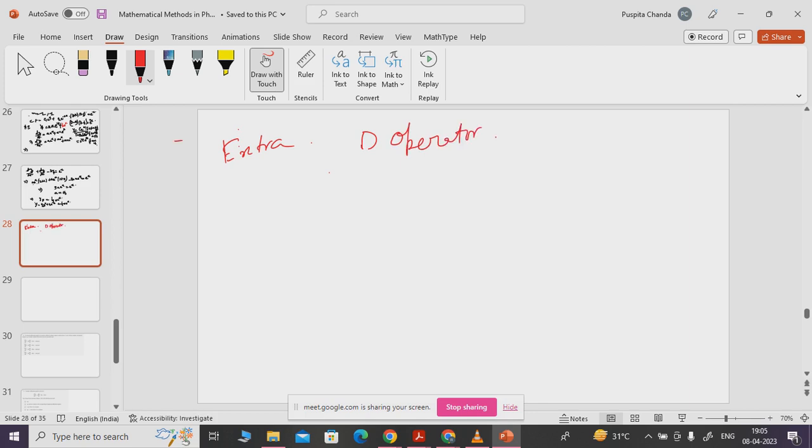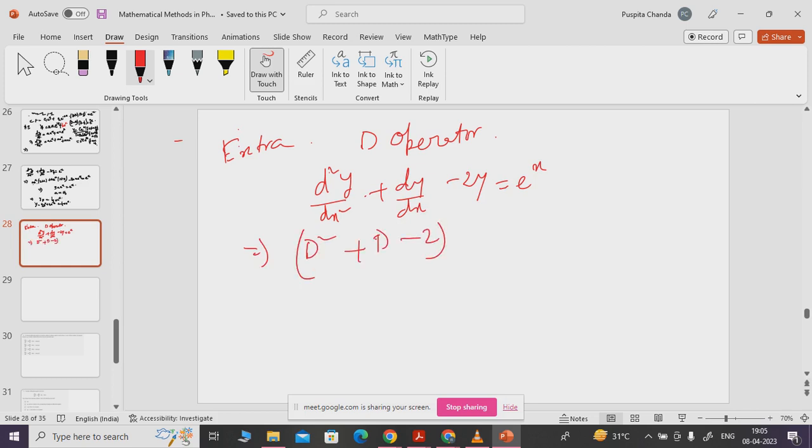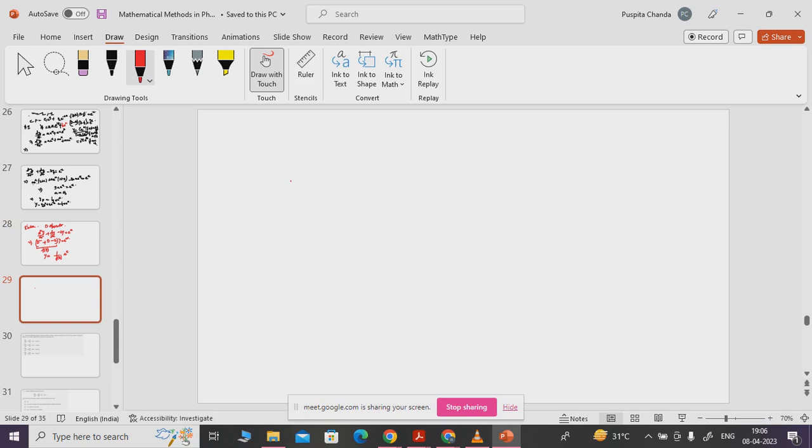What is the D operator? If a differential equation is given, like here d2y dx2 plus dy dx minus 2y is equal to e to the power x, we can write it as (D square plus D minus 2) y equals e to the power x, right? This is a function of D, or we can say the D operator. So y will be 1 by f of D times e to the power x. Now how can we find the solution of that? Okay, there is some simple rule.